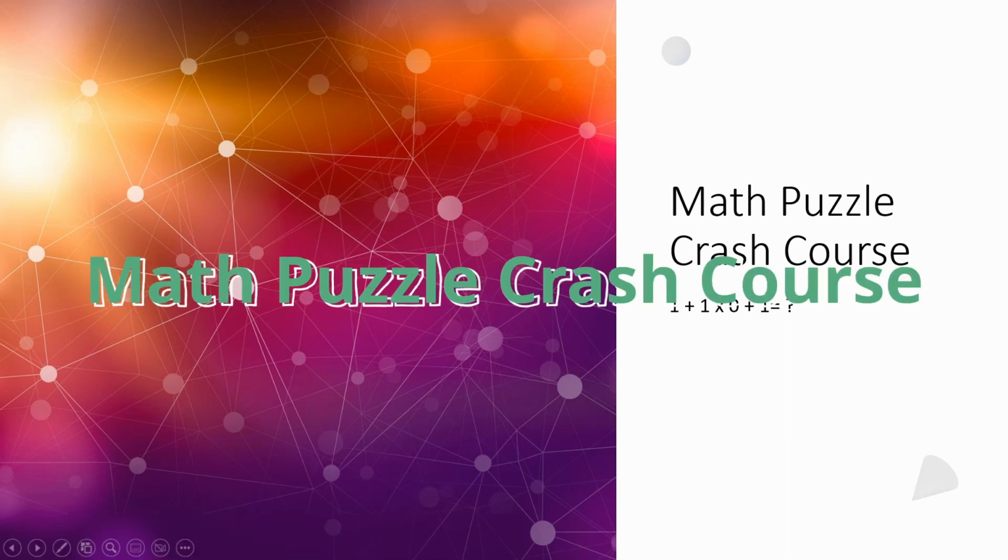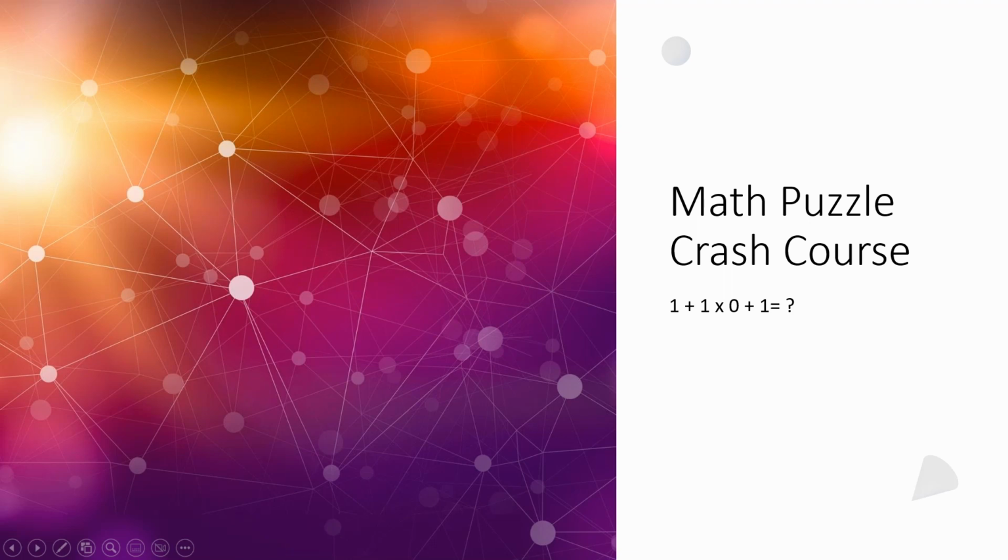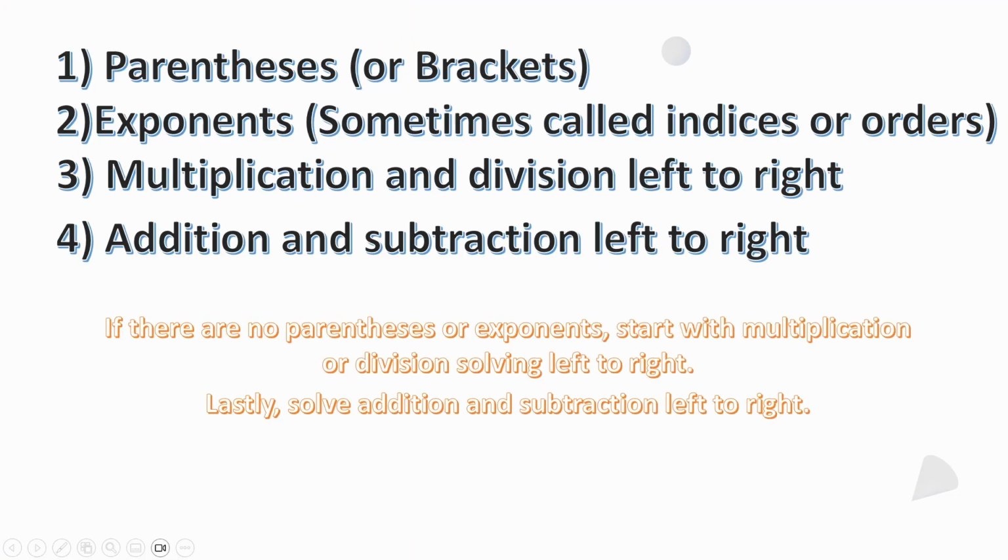All right, I want to do a quick puzzle here. 1 plus 1 times 0 plus 1 equals. This is one I've seen online. A good test of your knowledge of the order of operations convention.